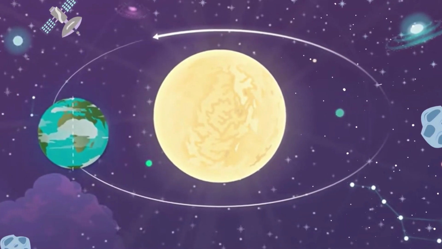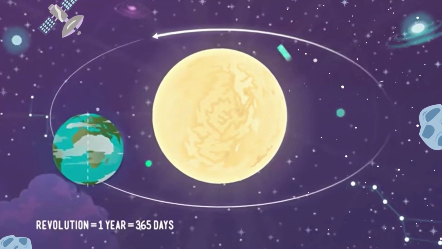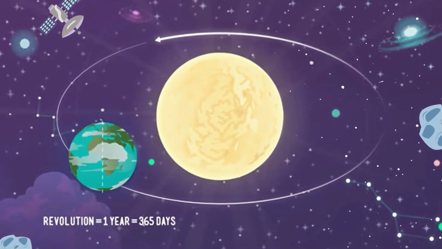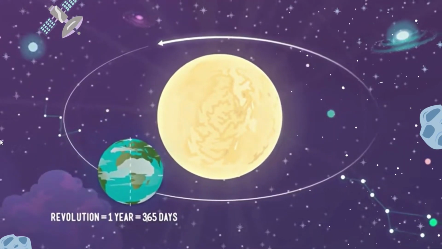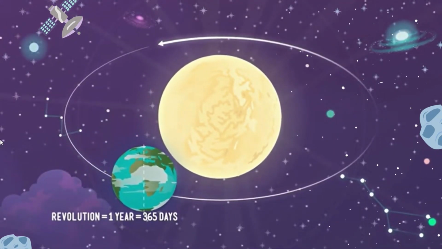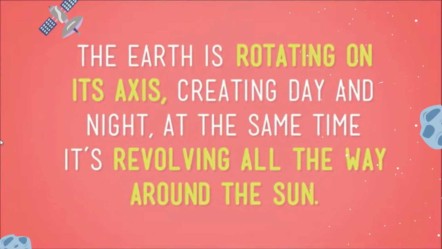The second motion of the Earth is that it travels around the sun in space. The movement of Earth around the sun is called revolution. The Earth revolves around the sun in a counterclockwise direction, and it takes the Earth 1 year or 365 and 1/4 days to revolve around the sun.